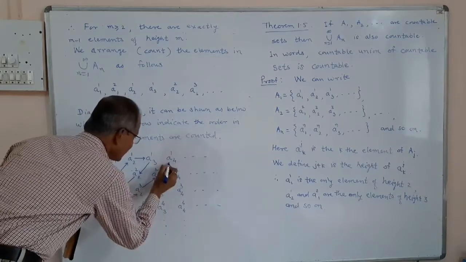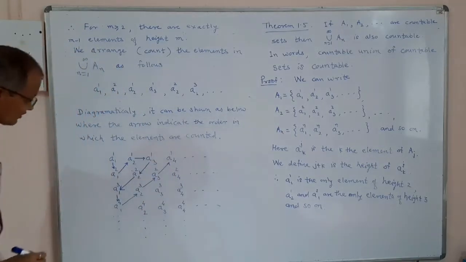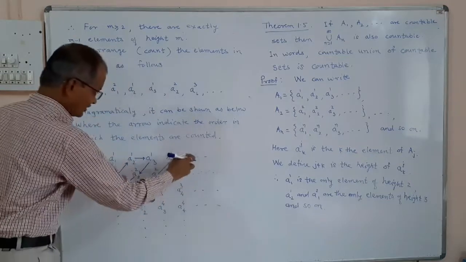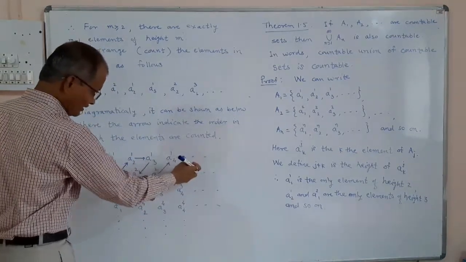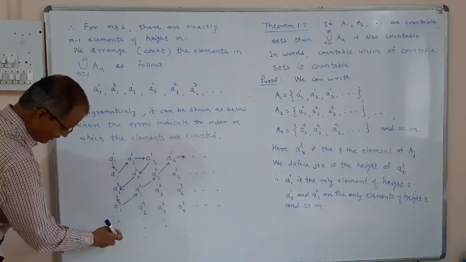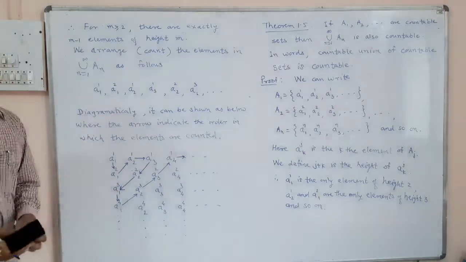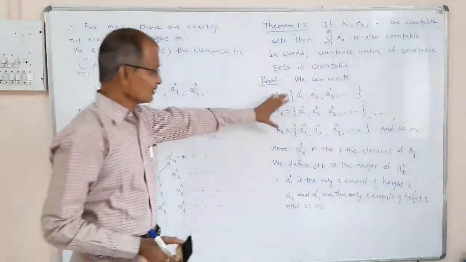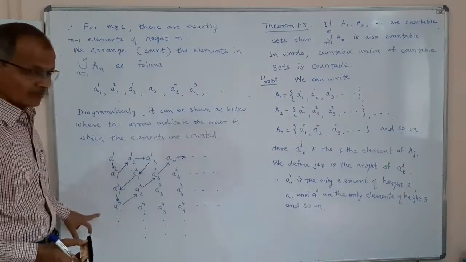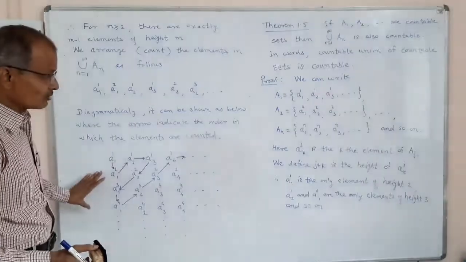Count the elements like this, and from this you now came to understand this. From this you have to go in this direction. The next elements will be 1, 5, then 2, 4, then 3, 3, then 4, 2, and then the next element, this one, then go down and go like this. So we have written all the elements of these sets, and all the elements can be counted by this scheme by taking the elements according to their height.